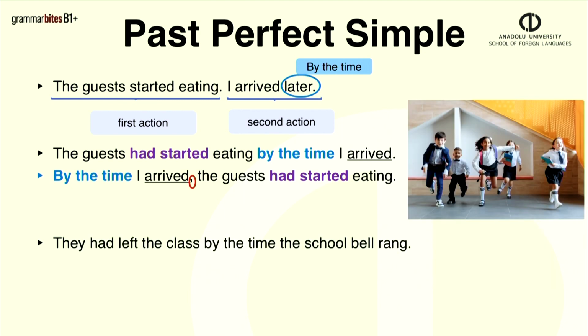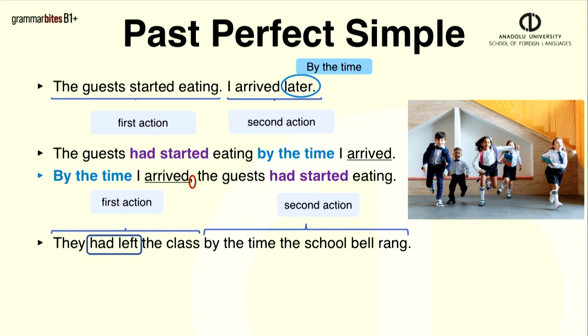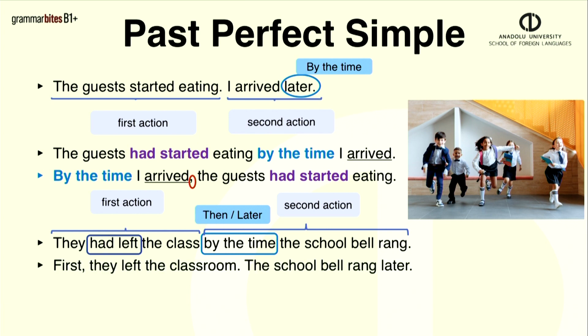Here is another example. They had left the class by the time the school bell rang. Because there is the past perfect simple here, this is the first action. And this is the second action. When we want to rewrite this sentence, we will write then or later instead of by the time, and we will start with the first action. We will say, first they left the classroom, the school bell rang later.